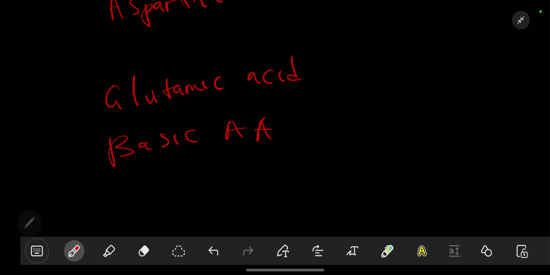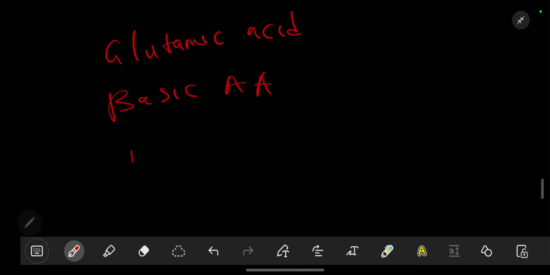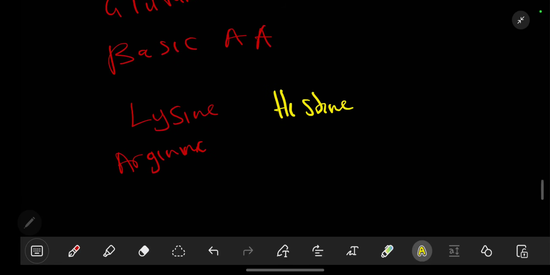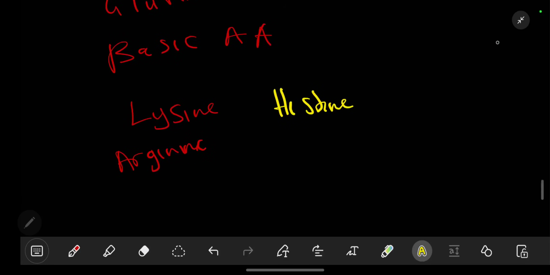A number of them. We might have lysine, we might have arginine, we might have histidine. Histidine is also an example of an amino acid that has an aromatic ring. Now, that's not the only thing that we have.